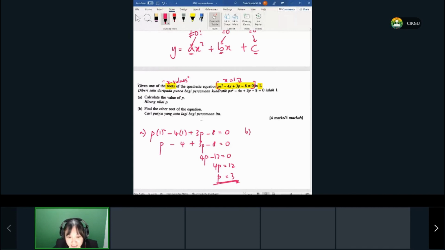Okay, so next. Now you know. So next, find the other root. Root again? Panic again. No need to panic already. See, root? X value lah. That means they want you to find the other x value of this equation. In other words, they want you to perform some calculation at the end of the day. They want another x value. That's what they mean.